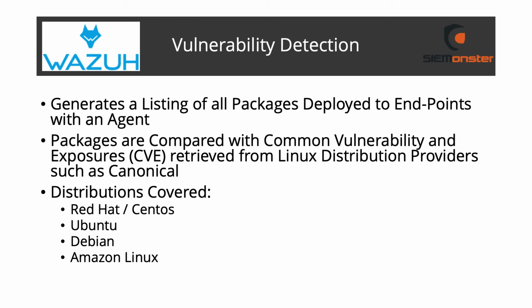It does this by scanning the environment and then documenting all the packages deployed. Packages are then compared with CVEs retrieved from distribution providers such as Canonical, and the distributions covered are Red Hat, CentOS, Ubuntu, Debian, and Amazon Linux. Unfortunately, no Windows at this point. It will then compare the packages installed versus the packages that are available from the distribution providers, and it will list any CVEs that are found to be applicable to the environment being monitored.